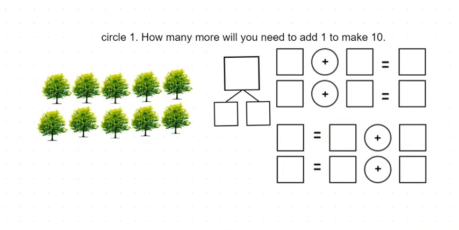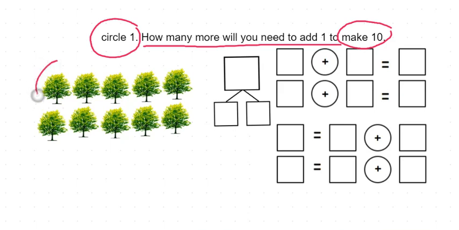Now in this problem, they wanted us to circle only 1. So it says circle 1. How many more does 1 need to make 10? So I circled 1, my plus sign. So 1, let me count on to see how many more would be. So 1, 2, 3, 4, 5, 6, 7, 8, 9, 10. Now I know I have 10 altogether. So 1, 2, 3, 4, 5, 6, 7, 8, 9.